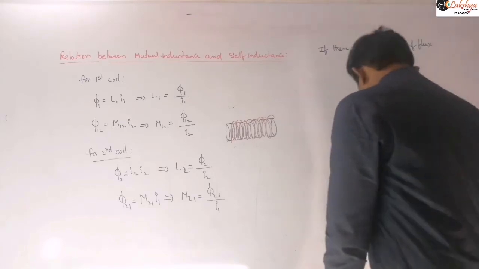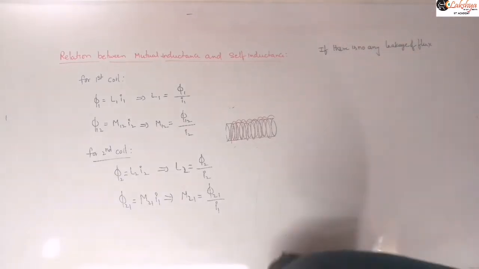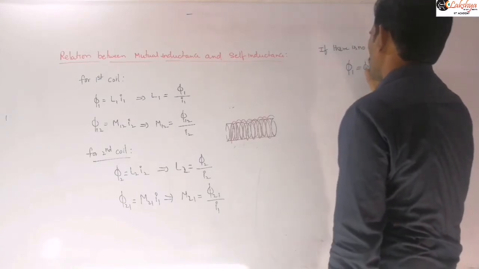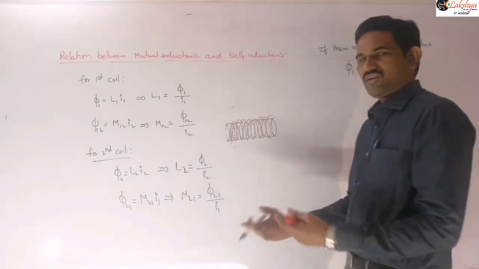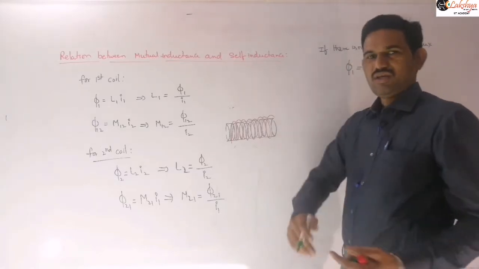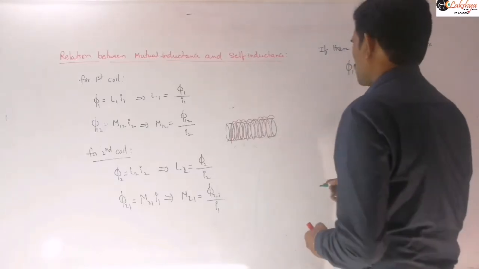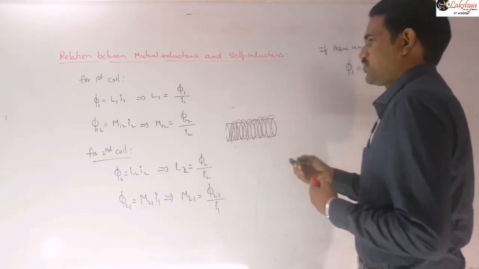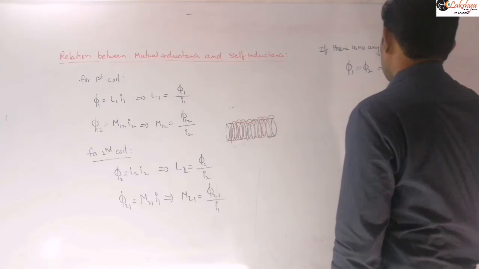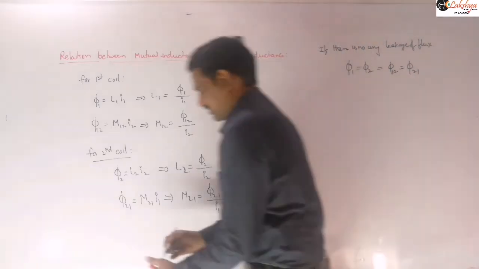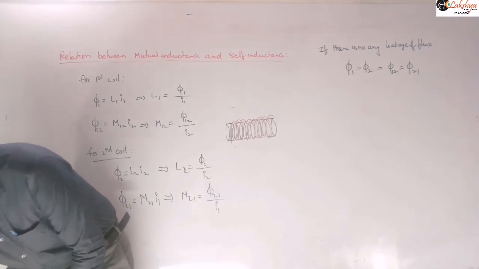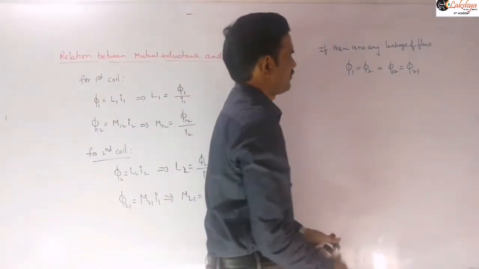then what we can write is phi 1 is equal to phi 2, or phi 12 is equal to phi 21. Whatever flux is produced by one coil, the same flux will be associated with the other coil. So this value will be phi 12 and this value will be phi 21. Such an assumption we can consider if there is no leakage of flux.